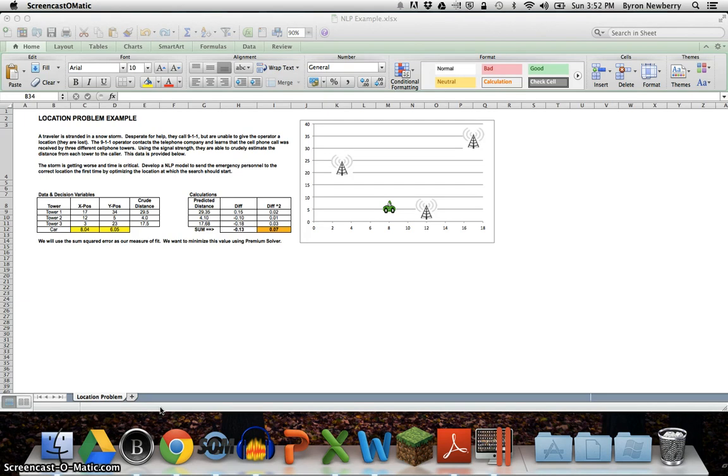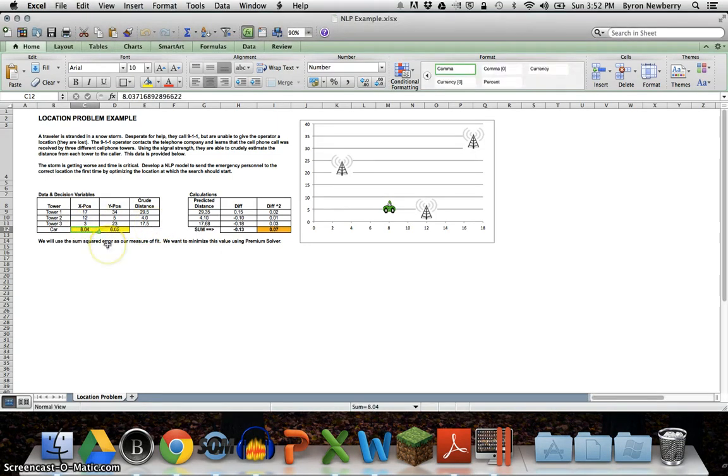So what we have here is, if you recall, we have a lost vehicle, and that vehicle is some estimated distance away from 3 cell phone towers. Over here I have in my spreadsheet the position of towers 1, 2, and 3, and then I have the estimated distances based on the cell phone signal. Here we're going to have the location of the car.